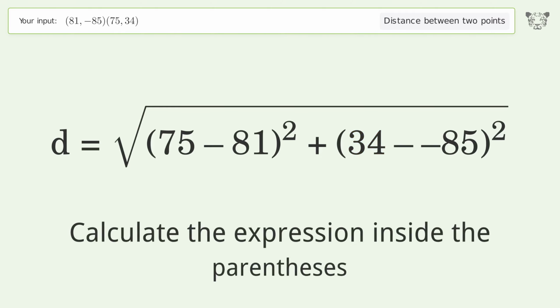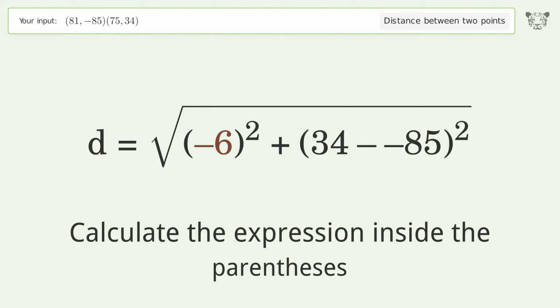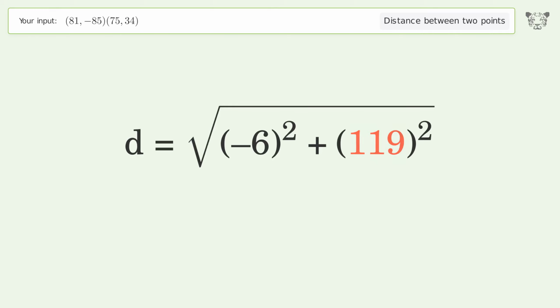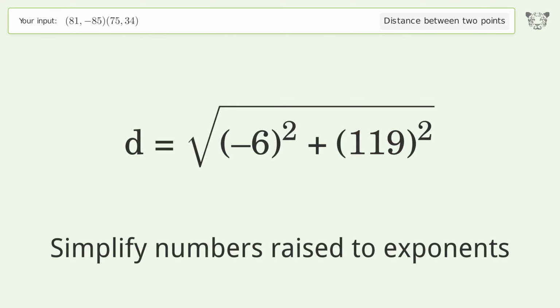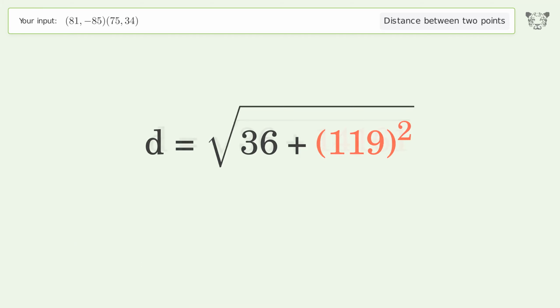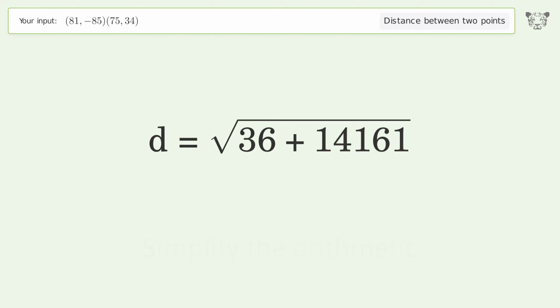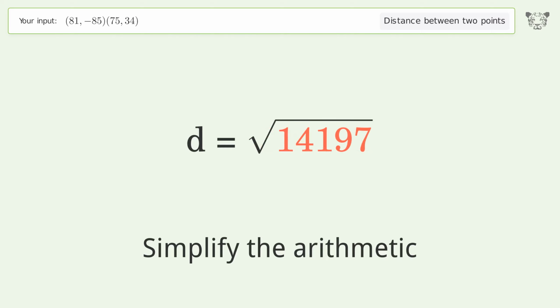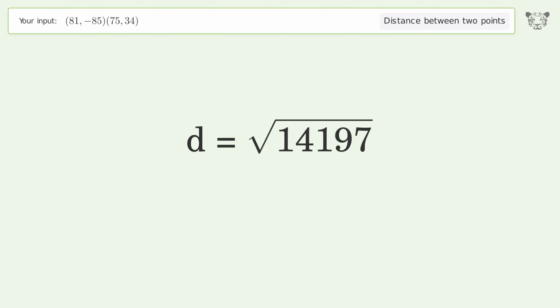Calculate the expression inside the parentheses. Simplify numbers raised to exponents. Simplify the arithmetic. And so the distance between the 2 points is the square root of 14,197 or 119.151.